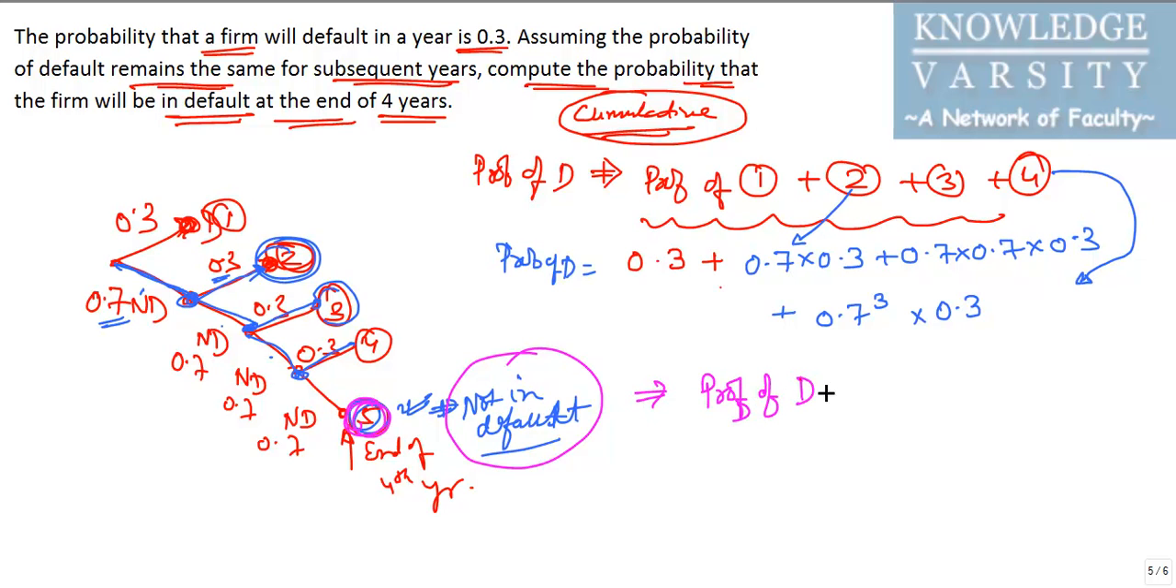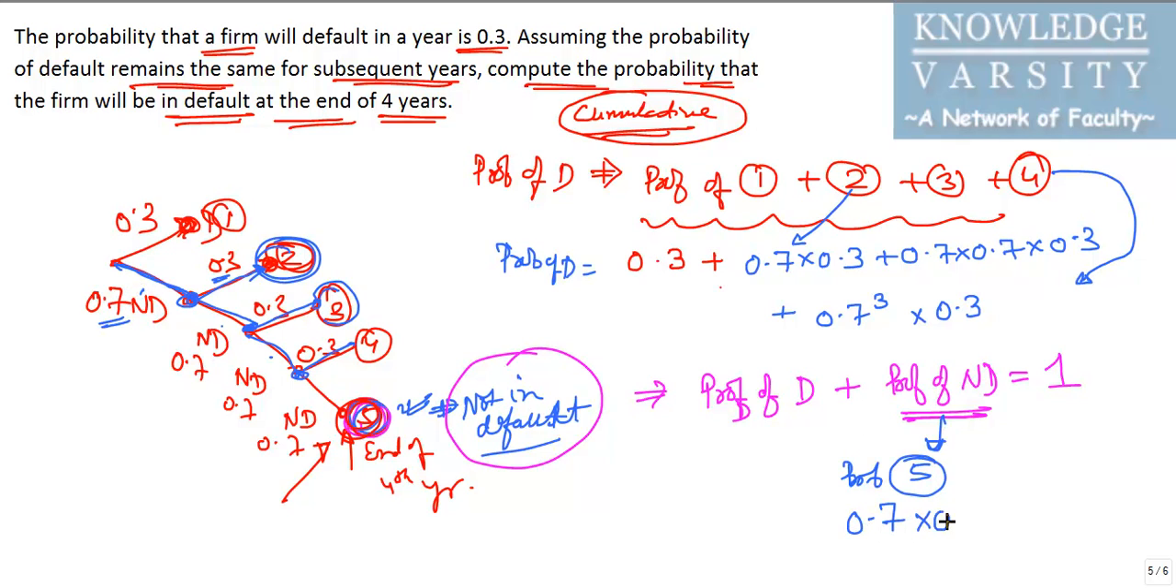So can I say that probability of default plus probability of not default is 1, because these are mutually exclusive and collectively exhaustive events. Now what is the probability that a company is not in default? So that means we need to find out the probability of this node 5. How do you find out? The probability of not in default is the probability of node 5. The node 5 probability is simple, it is 0.7 into 0.7 into 0.7 into 0.7.